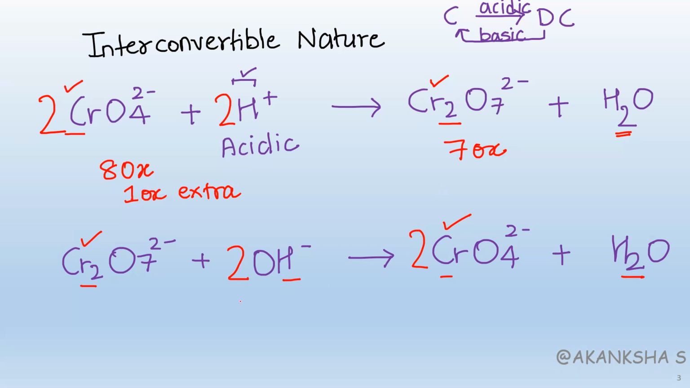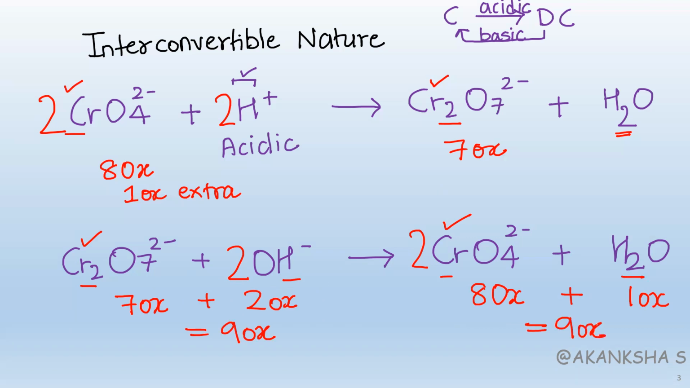Okay, now let's check upon oxygen. We have 7 oxygens here. We have 2 oxygens here. 2 4s are 8. We have 8 oxygen here. And we have 1 oxygen here. How much are we getting? 7 plus 2 equals 9 oxygen. 8 plus 1 also equals 9 oxygen. That means that we have arrived at the general equation. Our equation is balanced.